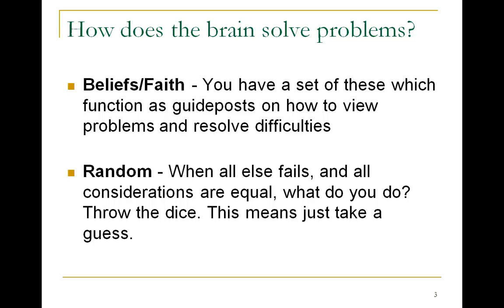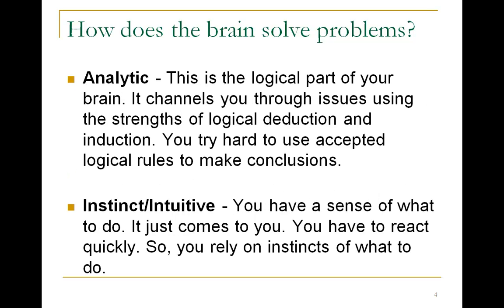These are your strongest brain components. Random. When all else fails in solving a problem and all considerations, what do you do? You throw the dice. This means you just take a guess. We've all done this many times. The analytic part of your brain is the logical part. It channels you through the issues using the strengths of deduction and induction. You try hard to use accepted logical rules to make conclusions.